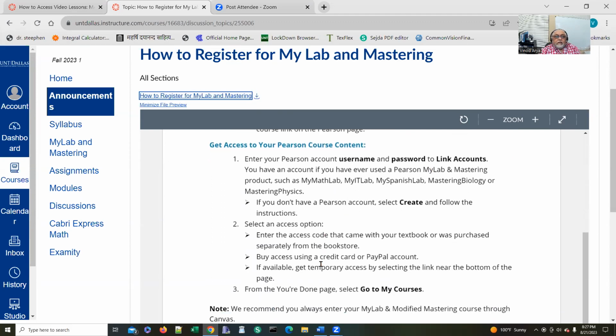They have given the other procedure also, the other access options. If you have an access code that came with your textbook or was purchased separately from the bookstore, you can use that. You can use a credit card. You can get temporary access. So this is another way to register for the class.